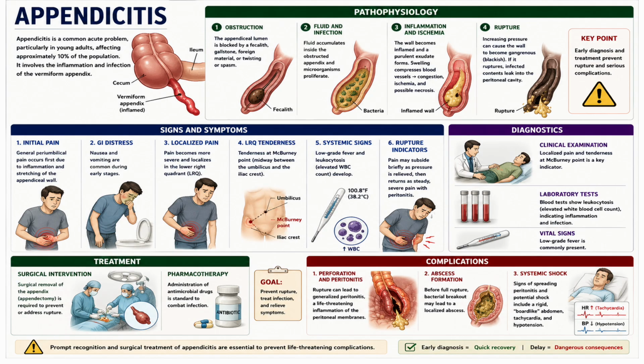Standard treatment involves surgical appendectomy, removal of the appendix, and administration of antimicrobial drugs to prevent worsening infection. Delaying the intervention can lead to life-threatening complications like localized abscess or generalized peritonitis. Signs of spreading infection and potential systemic shock include a rigid, board-like abdomen. It's very rigid, like a board almost, and tachycardia and hypotension.